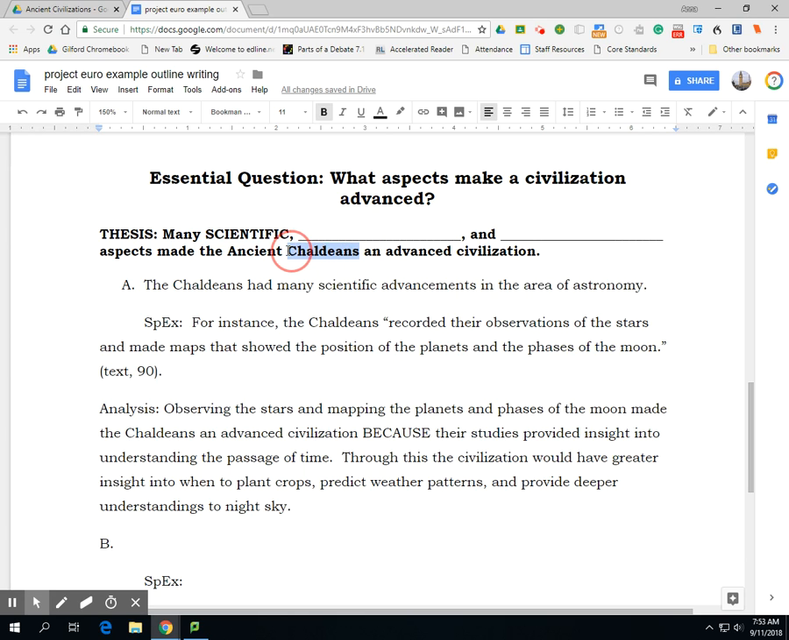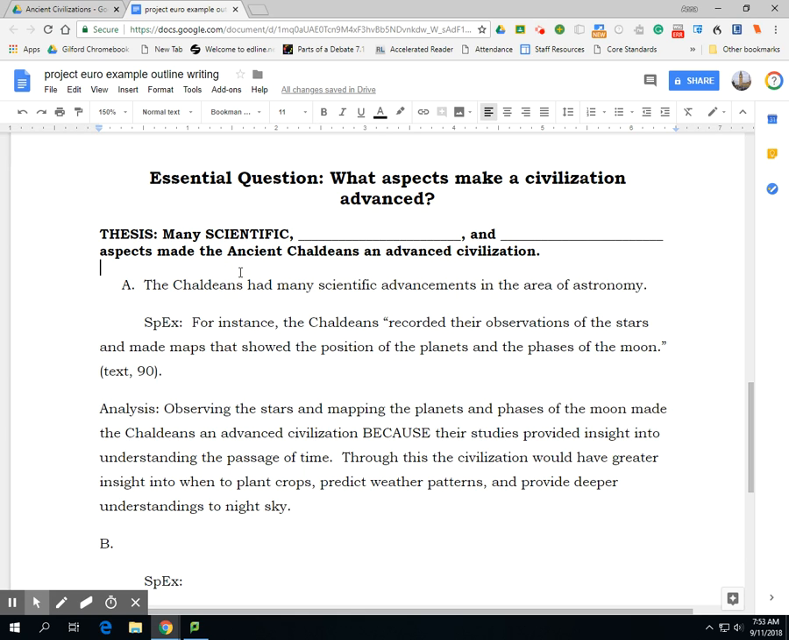Now you're going to notice I've added the word in for my civilization. So if you have the ancient Chinese, the ancient Egyptians, the ancient Sumerians, just add that word in. But everything else, I have the words for my question: aspects, made, and then you'll notice at the end an advanced civilization. So I've taken the question and I've turned it into a statement. I've had to add in a little bit more substance to this question because I can't just put many aspects make a civilization advanced. I need to be a little more specific to the civilization that I'm talking about.